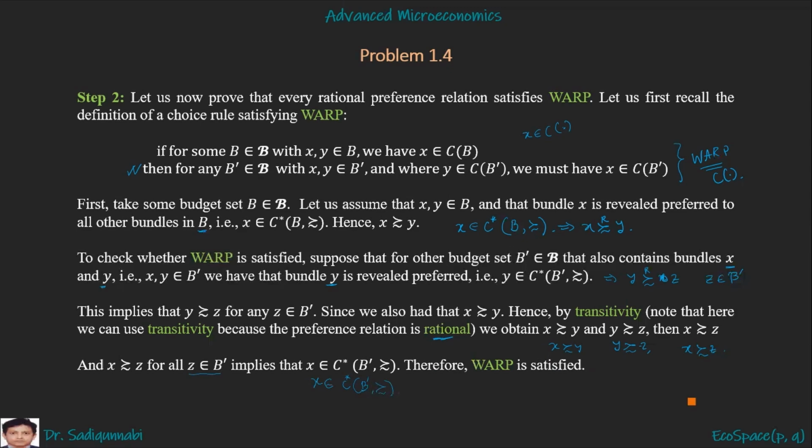So in the first step, we have seen that the lexicographic preference relation satisfies rationality, that means complete and transitive. This preference relation is complete and transitive. And in the second step, we have seen that every rational preference satisfies WARP.